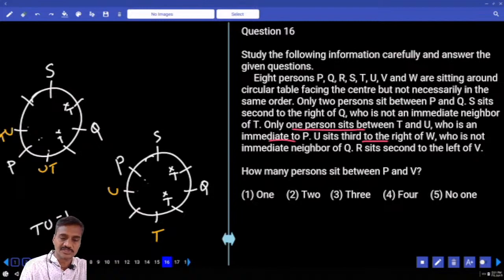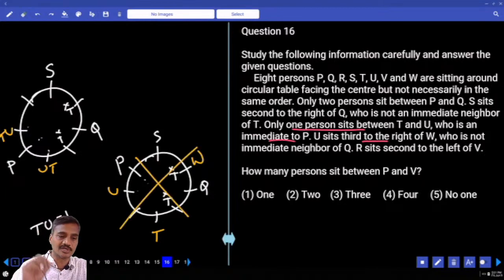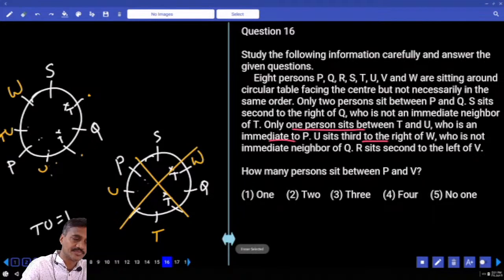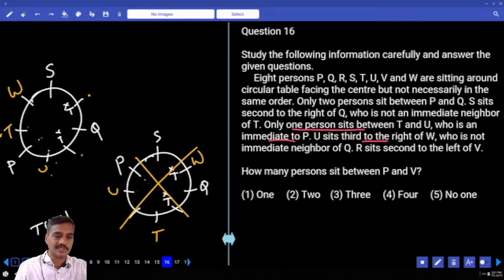Now if U is here, third to the right of W, W is here. W is not an immediate neighbor of T. W is not an immediate neighbor of Q. W cannot be in these 2 places. W must be here. Now if W is here, U is seated third to the right. U is here. And if U is here, T will get this, and T is here.